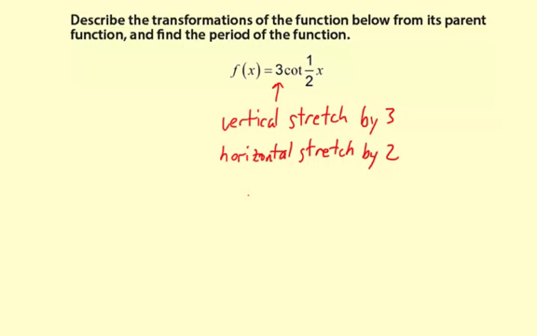The period of a regular cotangent function is pi, and it's a horizontal stretch by 2, so that means you're going to have 2 pi for the period.